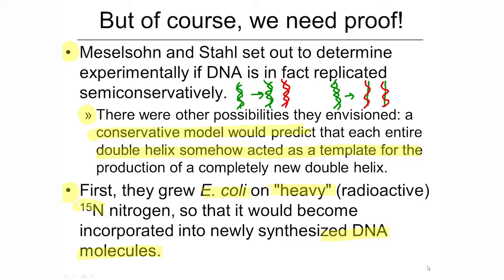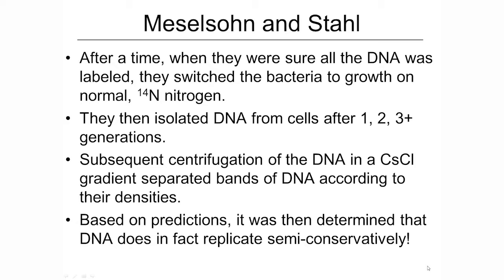So they grow it and grow it and grow it. All of the DNA has heavy nitrogen in it, which makes the entire DNA molecule literally heavier. At the molecular level it's heavier, and there are ways to figure out which are heavy and which are not. So they have these bacterial cells that contain DNA that's all heavy. After a time, and I don't specify because it really doesn't matter, they grow it long enough to be pretty clear that all the DNA is labeled heavy.